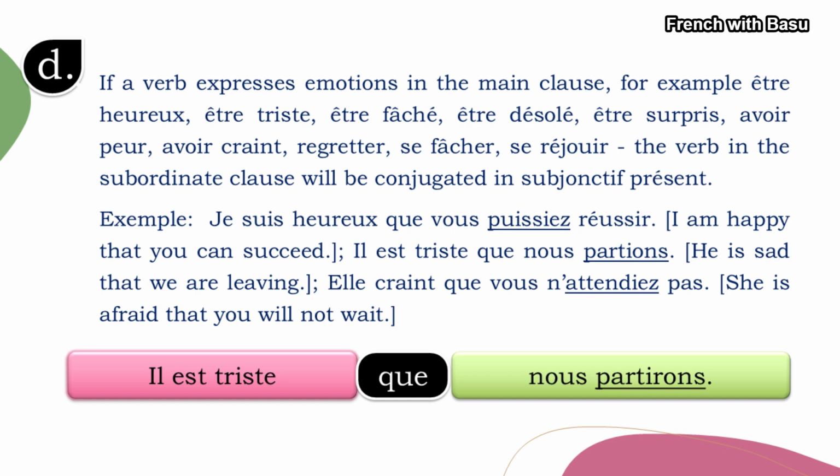D. If a verb expresses emotions in the main clause, for example, être heureux, être triste, être fâché, être désolé, être surpris, avoir peur, avoir craint, regretter, se fâcher, se réjouir, the verb in the subordinate clause will be conjugated in subjonctif présent. Je suis heureux que vous puissiez réussir. Il est triste que nous partions. Elle craint que vous n'attendiez pas.